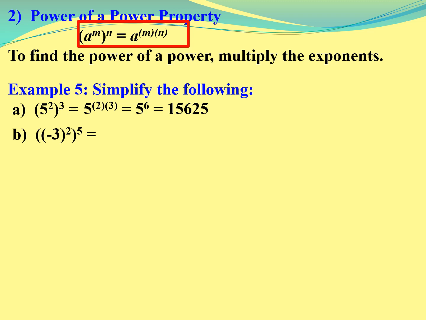Quantity negative 3 to the 2, all quantity raised to 5 equals negative 3 raised to 2 times 5, which is negative 3 to the 10, or this is 59,049. Letter C.